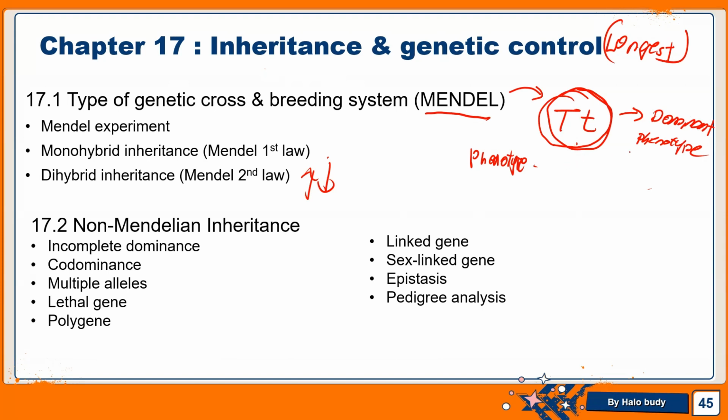And also, Mendel said that one characteristic only has one dominant and one recessive. He said there is one dominant, only one recessive. And who said that? Mendel said it. But in the world, no. There are many exceptions to Mendel.